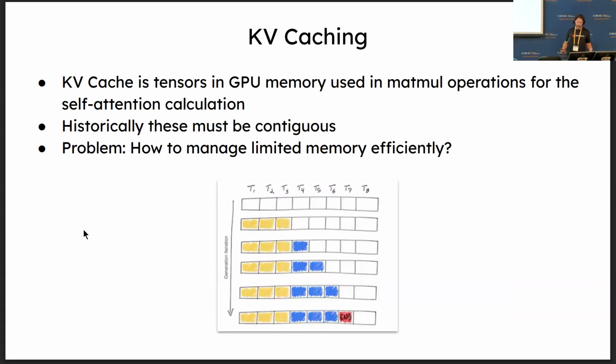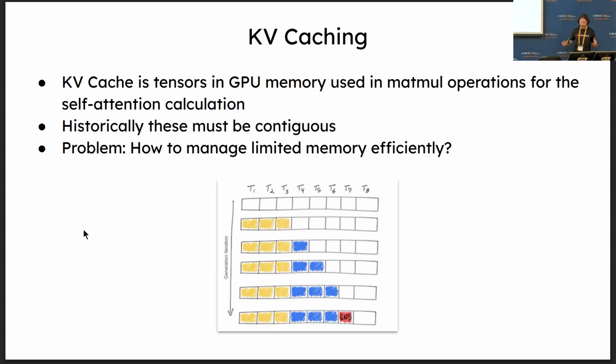The KV cache itself is a tensor that's used in matrix multiplication operations for the attention operation. Typically these would be contiguous, so you'd have your input tensor and then you multiply it with the query tensor that's based on the new token that you've chosen from the last iteration. But these typically have to be contiguous, and after the next iteration the KV cache grows, and you have to append the values from the last iteration.